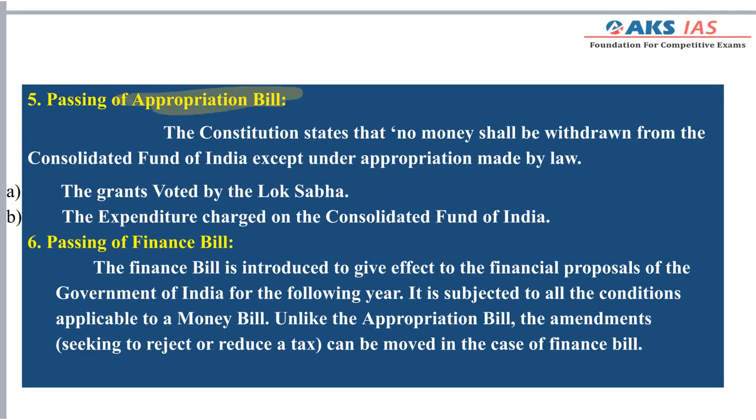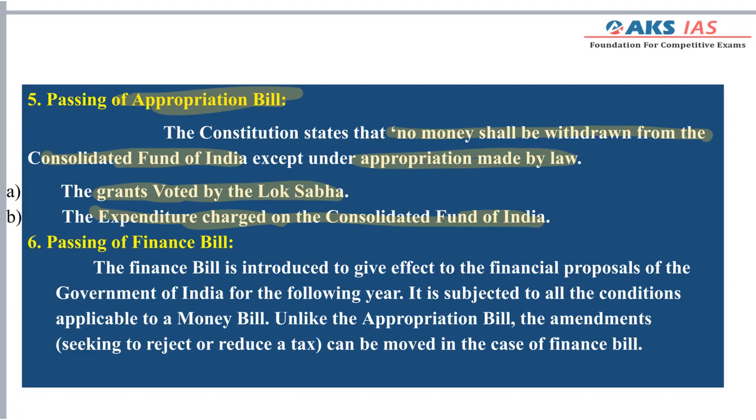Coming to the last but one phase within the budget, that is the passing of the Appropriation Bill, the Constitution states that no money shall be withdrawn from the Consolidated Fund of India except under appropriation made by law. Accordingly, the appropriation bill is introduced, so that it will provide for the appropriation out of the Consolidated Fund of India of all the money required to meet the grants voted by the Lok Sabha as well as the expenditure charged on the Consolidated Fund of India.